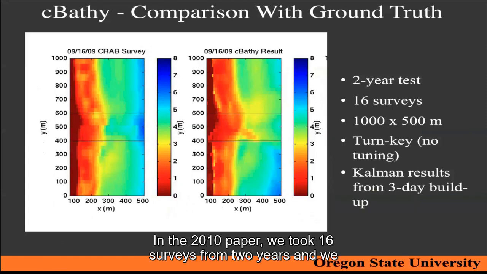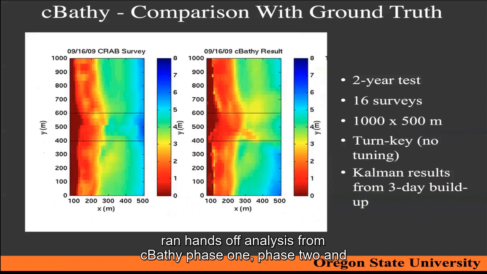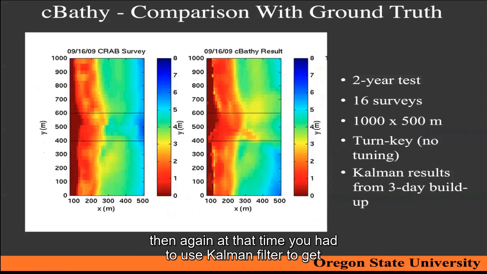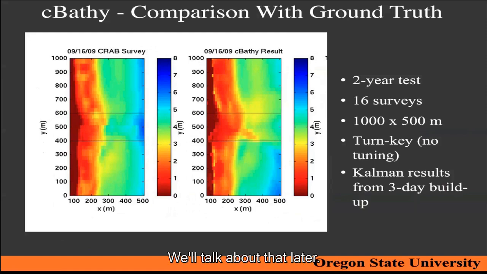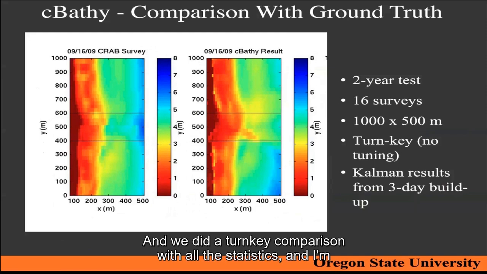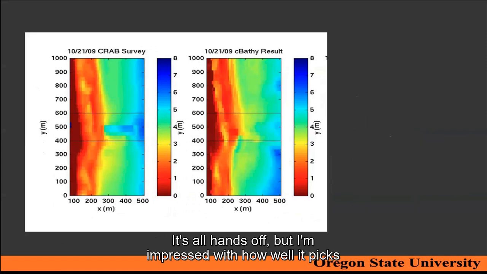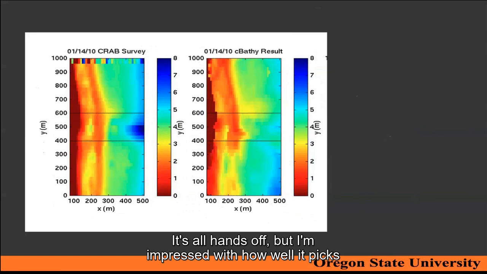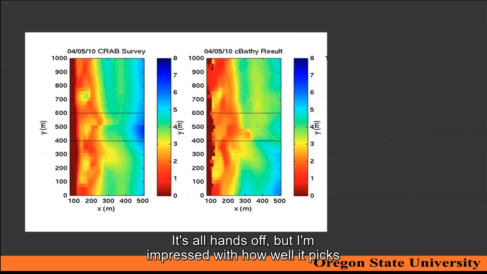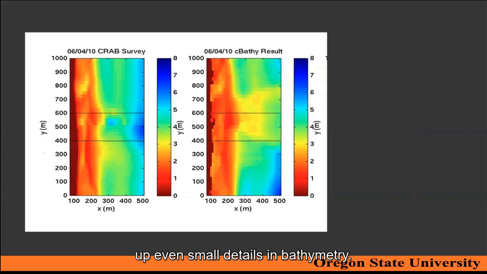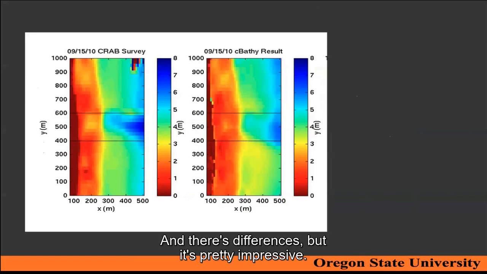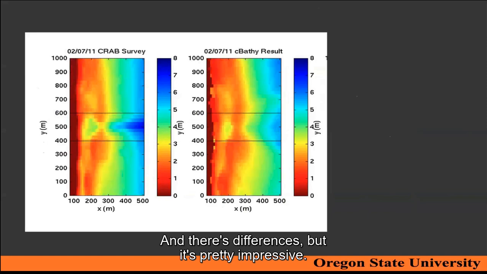In the 2010 paper, we took 16 surveys from 2 years, and we ran hands-off analysis from cBathy, phase 1, phase 2, and then again, at that time, you had to use Holman filter to get better results. We'll talk about that later. And we did a turnkey comparison with all the statistics. And I'm just going to show a bunch of these. It's all hands-off, but I'm impressed with how well it picks up even small details in bathymetry. And there's differences, but it's pretty impressive.